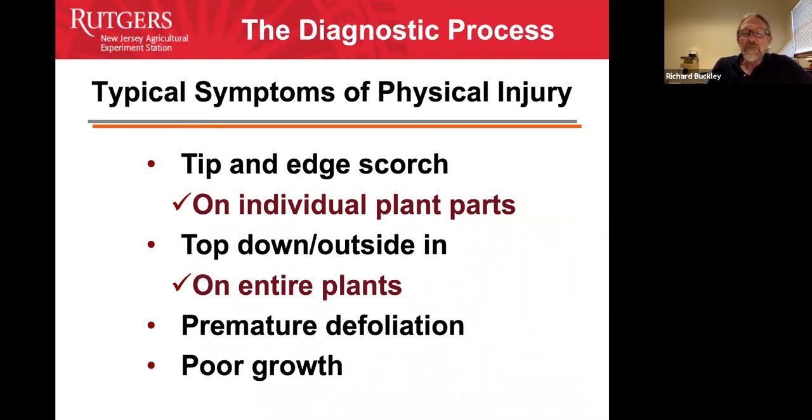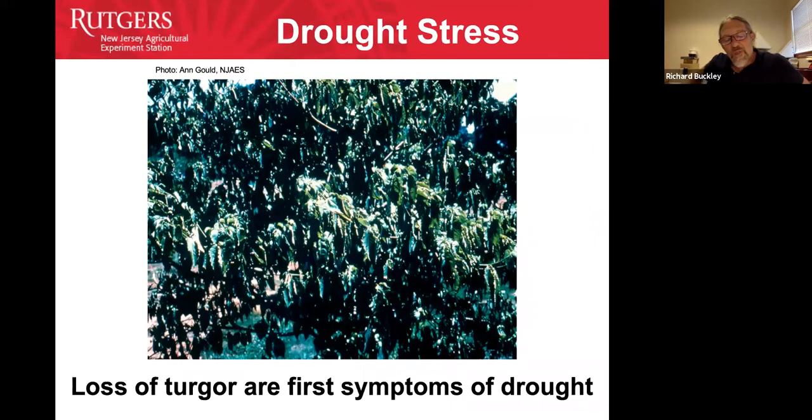Typical symptoms of physical injury. Tip and edge scorch. Outside in, top down. All right, so look, when stuff is damaged by moisture stress, right? Drought or too much water, heat and drought, cold and drought, cold and dry, they're inexplicably connected, the heat stress or temperature and moisture.